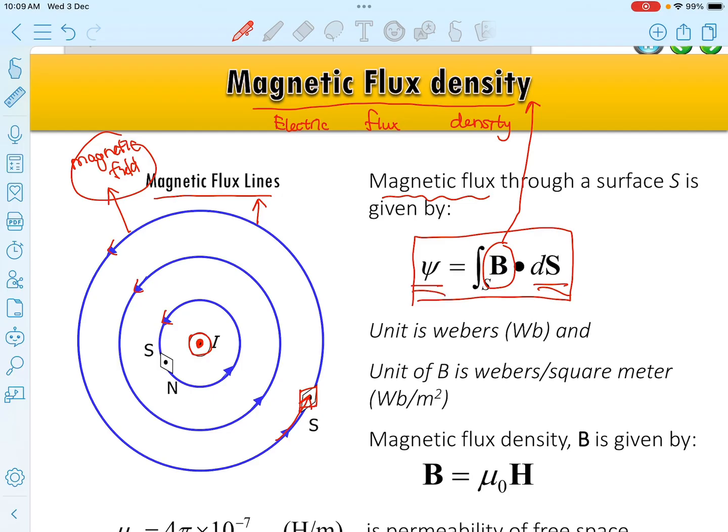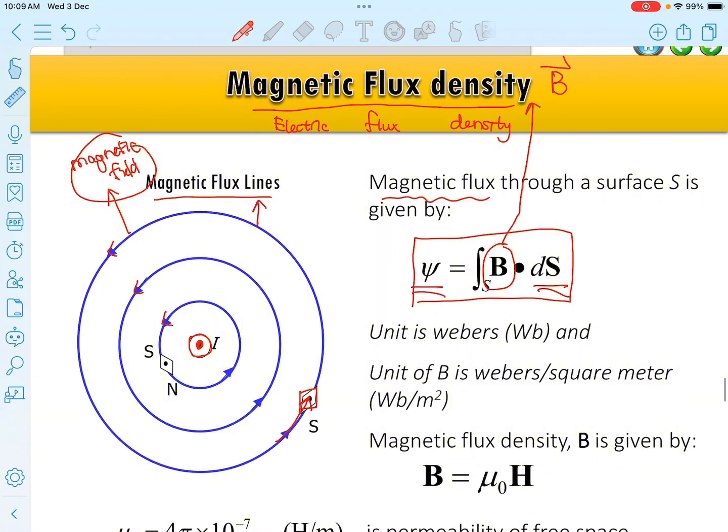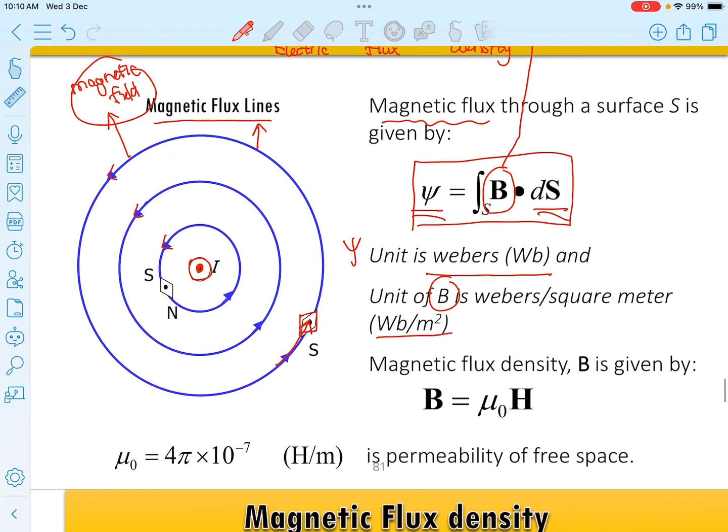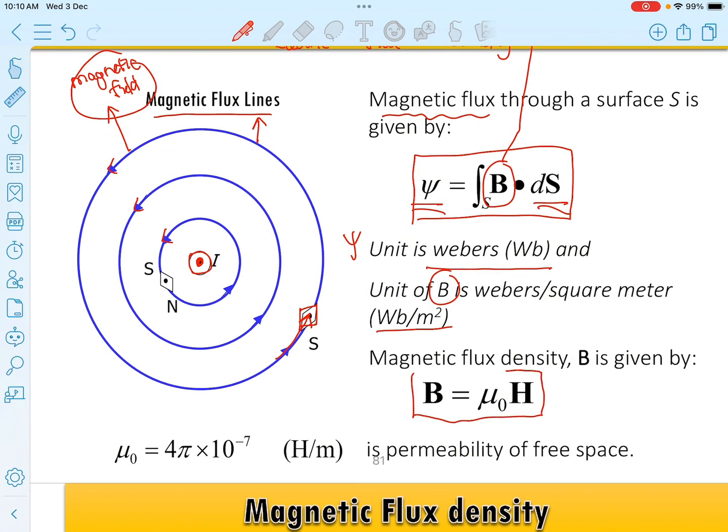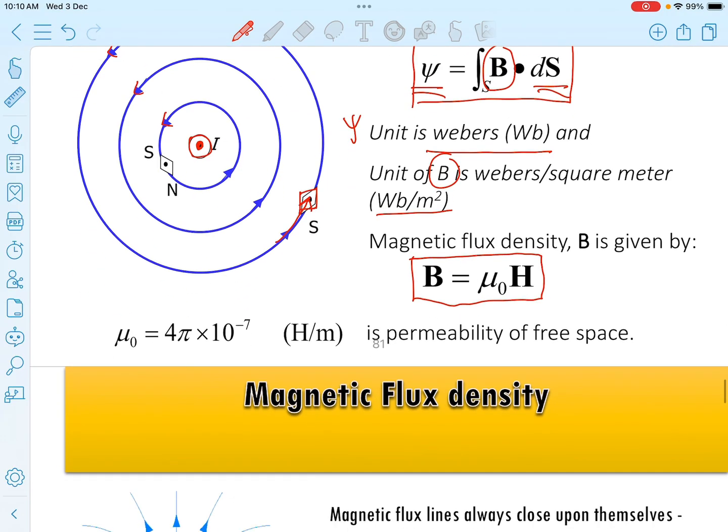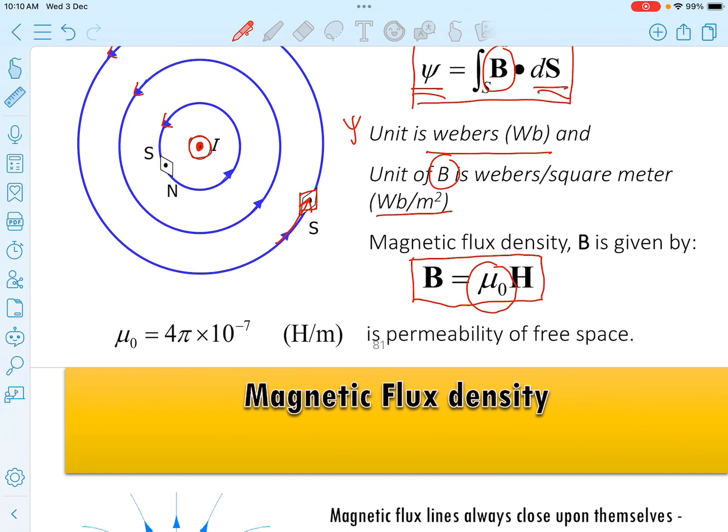The unit of the magnetic flux is Webers, or Wb, and the unit of B is Weber per square meter. There is a relationship between the magnetic flux density and the magnetic field, which is this one. You can put the two of them together by relating them with the property of the space through which the magnetic field propagates.